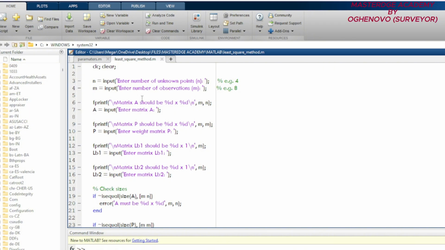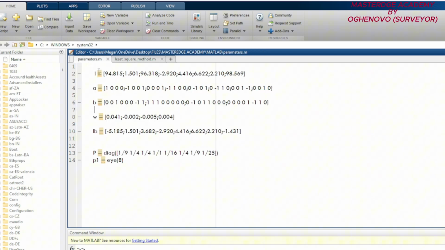Now this code is not a rigid one that solves only 4 unknowns and 8 observations. No, if you have 20, 30, 100 unknowns, or a million unknowns, and no matter the number of observations you have, this code is adjustable. It adjusts itself. Once you input your number of unknowns and your number of observations, it will fit in the rest to suit your code and the matrices you need to supply. You understand? Now these are our parameters, and I would like to show you how they are.